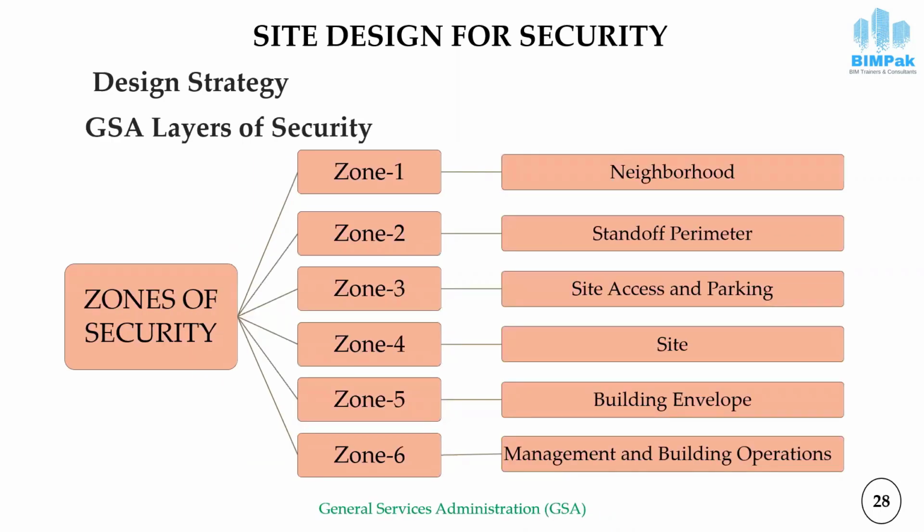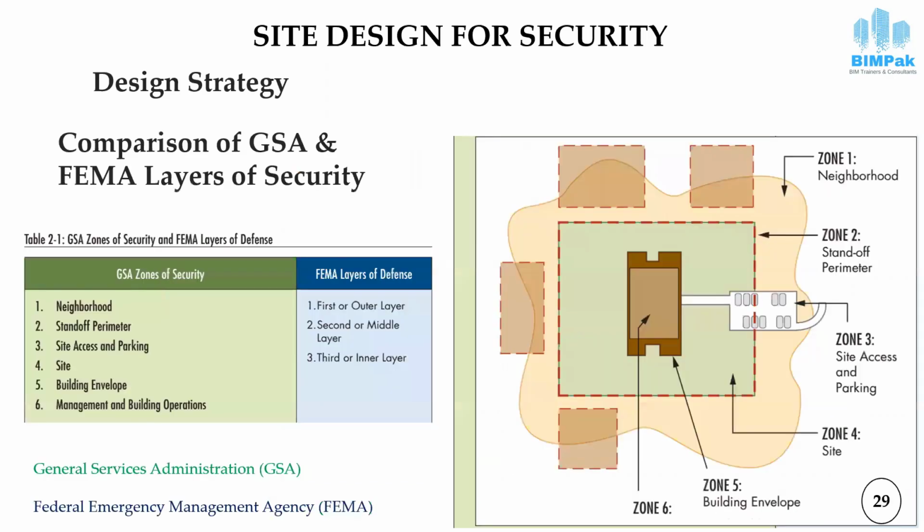There is another type of guideline, which is the General Services Administration guideline. This guideline divides this into 6 layers. They use the term zone instead of layer. Zone 1 is for neighborhood. Then zone 2 is the standoff perimeter. Third one is site access and parking. Zone 4 is site. Zone 5 is building envelope. And zone 6 is management and building operations.